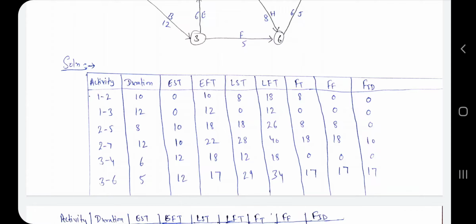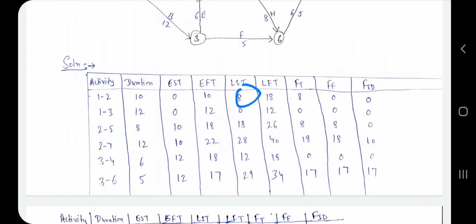Now we have to find the total float, free float and independent float. We know that total float is equal to LST minus EST. We already discussed this in our previous lecture. This is the formula for finding the total float. Here LST is 8 and EST is 0, so 8 minus 0, here I got 8 as the answer. In this manner we find the total float for all activities.